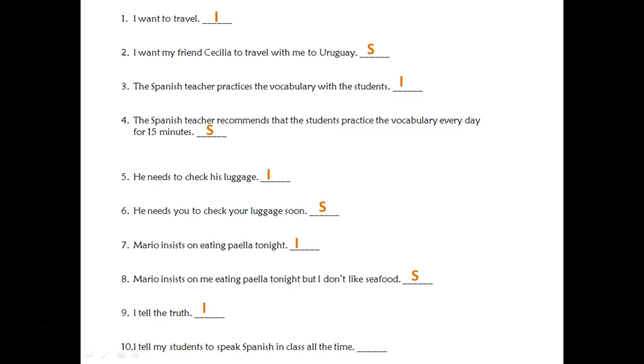Number 9, I tell the truth. Only one subject? Indicative. Number 10, I tell my students to speak Spanish in class all the time. There's one subject, me, telling students to speak, expressing desire for the subjunctive.